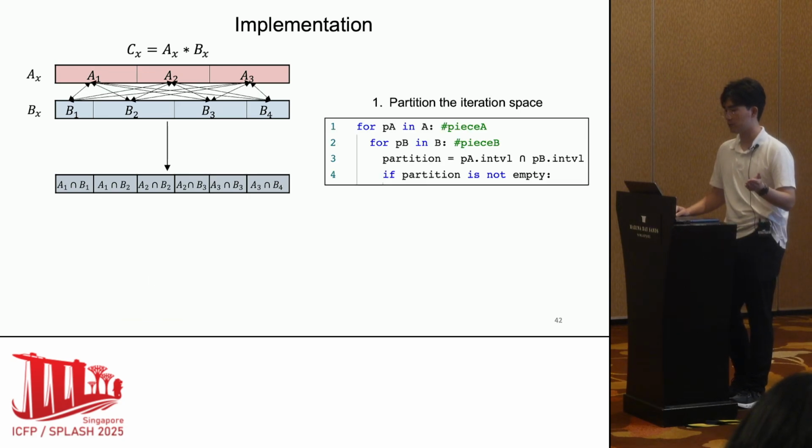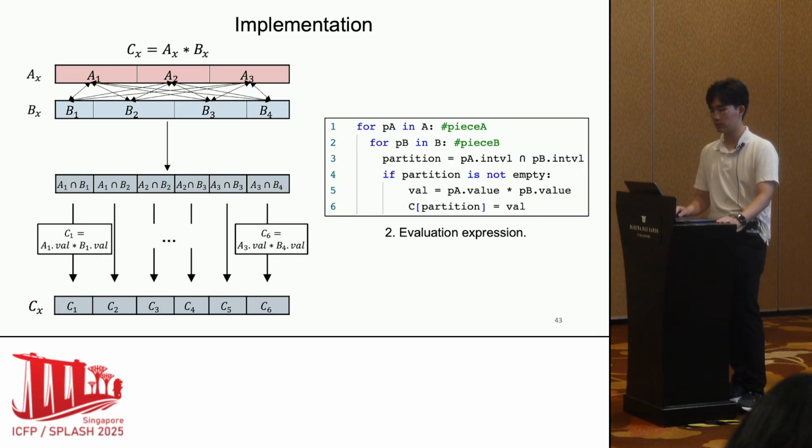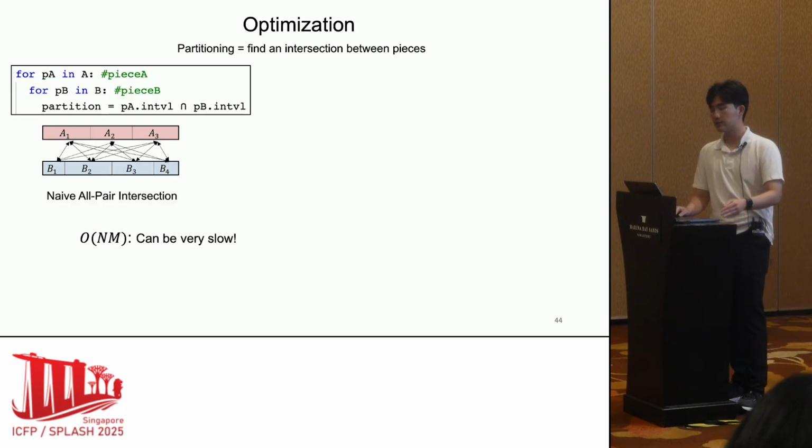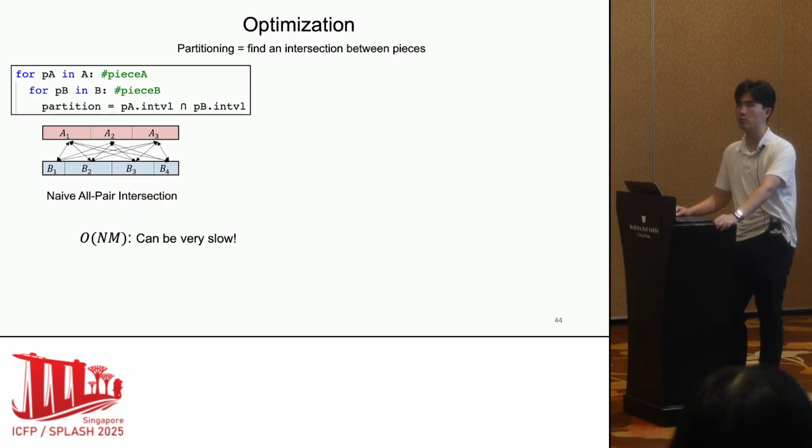And here I prepare the pseudocode of the implementation for this Einsum. To partition the iteration space, we can check all pairs of pieces from A and B and find their intersection. And then we evaluate the constant expression for each partition. This all pairwise comparison works really well to figure out the partition, but it can be really expensive, quadratic in number of pieces. So one key optimization is that we don't actually need to compare all of these pieces. Instead, we can partition the iteration space much more efficiently.